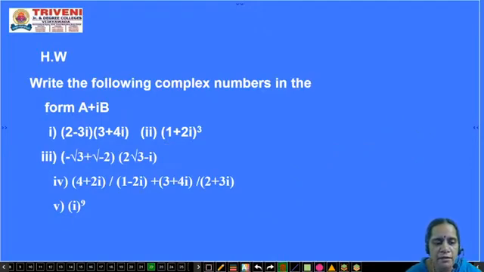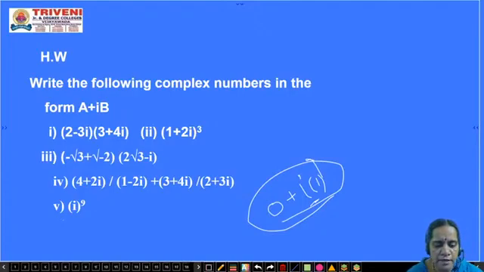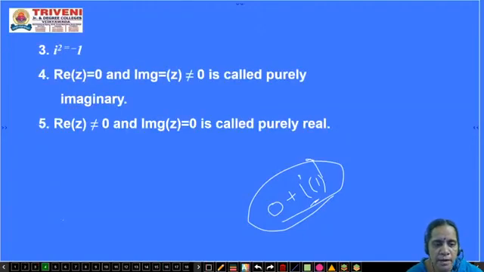Here i power 9. It also we have to write as a plus ib. What is i power 9 here? i is an imaginary value. Here the value of b is 1. Then we also have to write the real part is 0. What does real part is 0 mean? Here the real part is 0 means purely imaginary. Real part is equal to 0 and the imaginary part is not equal to 0. What is this here? Purely imaginary.